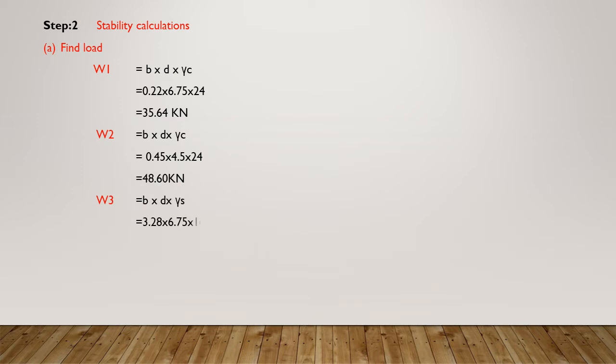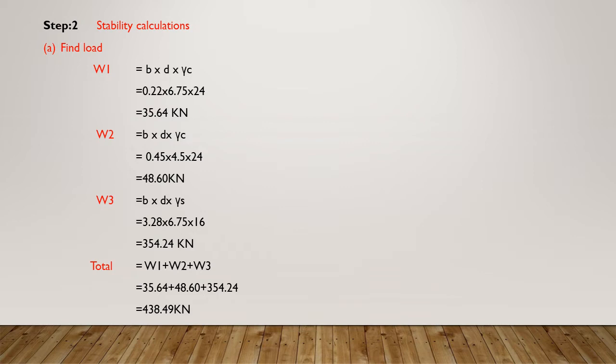So step number 3, stability calculation. First one, find load. W1 is equal to B into D into gamma C. B is a known value 0.22 and D is the height of the stem 6.75, and gamma C is the unit weight of concrete 24. Then W1 is equal to 35.64 kilonewton.